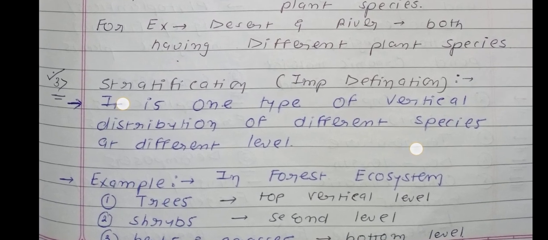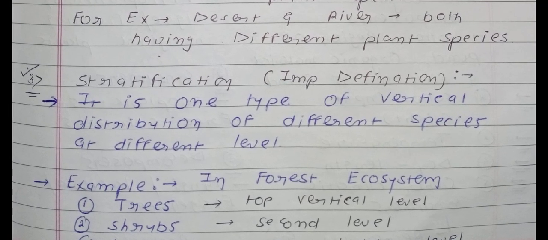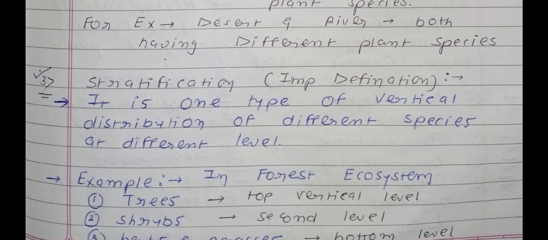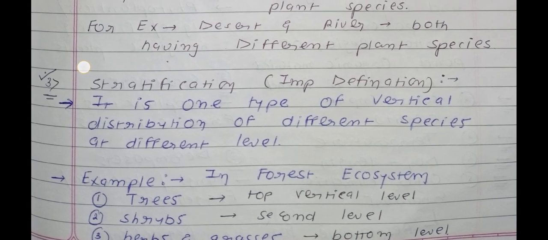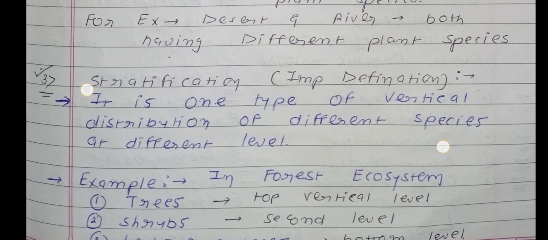Okay, now see, point number 3 is very important. Now here we have one definition which is known as stratification. It is one type of vertical distribution of different species at different levels. In this definition you will remember only three important words. First one is distribution, second one is different species, third one is different levels. It means it is one type of distribution of different species at different levels.